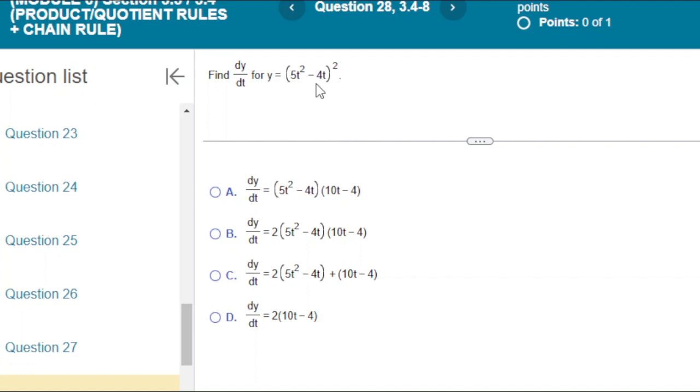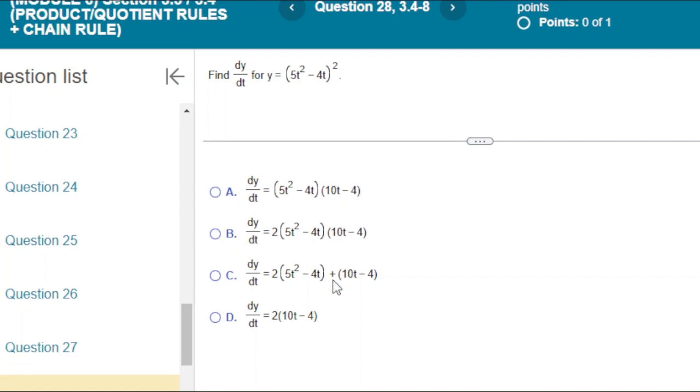Okay, what about this one? We have something squared. How do we take the derivative of the something squared? Well, we do 2 times the something to the 1 power, and then times the derivative of the inside part, which would be 10t minus 4. So in fact, I think part B is the correct answer. We have 2 times this thing to the 1 power, then times the derivative of this out here. The derivative of 5t squared minus 4t is just 10t minus 4. So this is the correct answer.